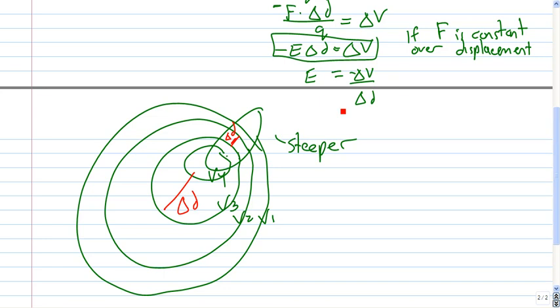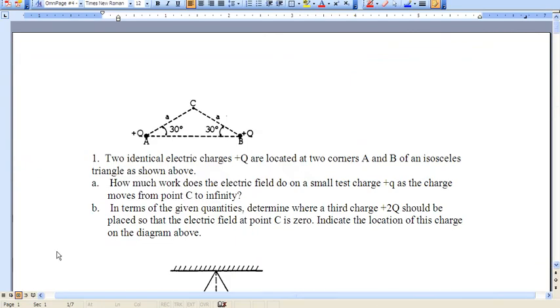What's that going to do to this equation? It's going to make the numerator the same. It's the same delta V to go from here to here as to go from here to here. But the delta D is much smaller on this side, so that's going to make the field bigger. So this equation says in kind of energy terms, the steeper the slope, the delta V, the bigger E. And that's going to be useful, I'll tell you, in a problem like number 10.